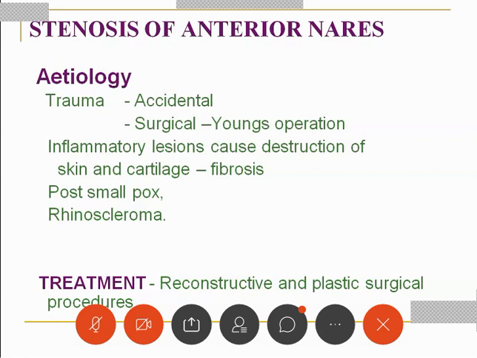Fibrosis of the cartilage might lead to some kind of closure, which is difficult to correct compared to the other traumatic and post-operative conditions. That is one point to be carried out.